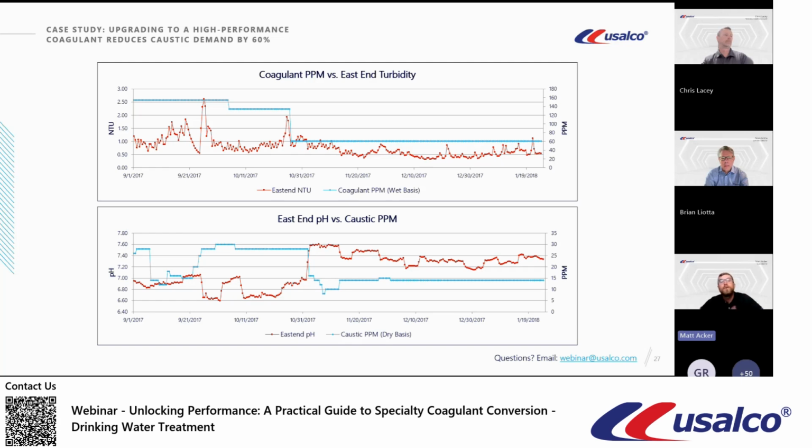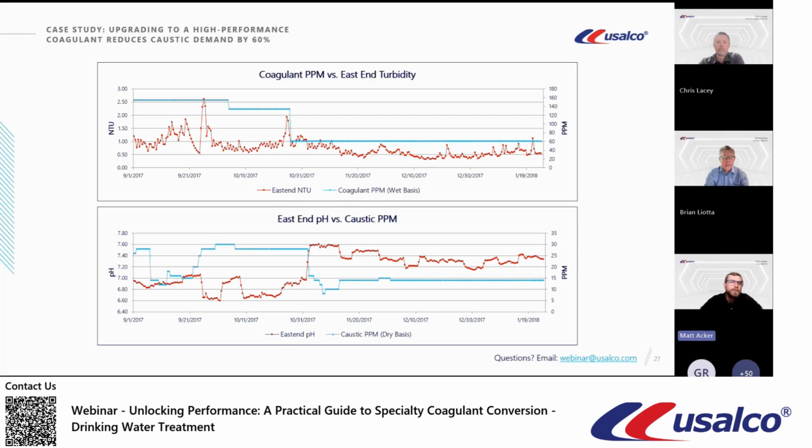55%. And then even the settled water turbidities, as you can see on the top left side of the graph, were very uneven, kind of scattered, and we're much more even now, having lowered the settled water turbidities by about 50%.